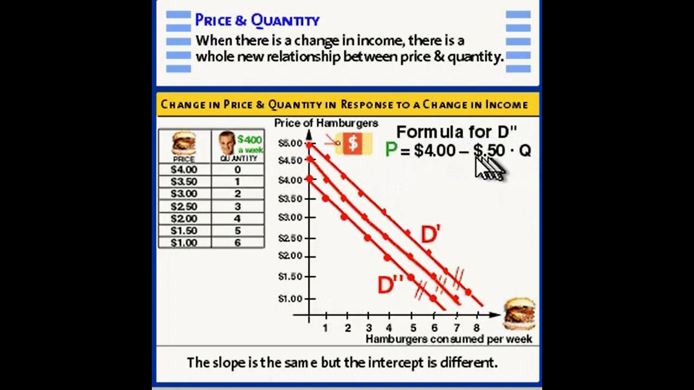So, notice the difference between the three curves is their intercepts. The first curve is the one that's in the middle with an intercept of 450. The second curve is this one right here with a higher intercept. And the third curve is the one with the lower intercept. Each of these three is a relationship between price and quantity for Bob. The difference is in the income. And when the income changes, we get a whole new relationship between price and quantity.